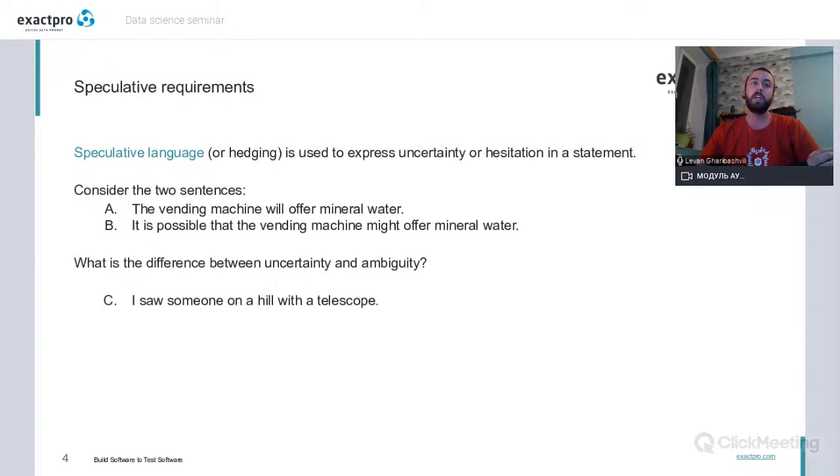So this is a sentence: I saw someone on a hill with a telescope. So why is it ambiguous? It may not be clear at first. It is because we have two possibilities here. The first is that this someone has a telescope, or another is that we are looking through a telescope and we see someone on a hill. And it is not clear from this statement which one is correct. So what do you think is the difference between this sentence and this sentence, in terms of linguistics?